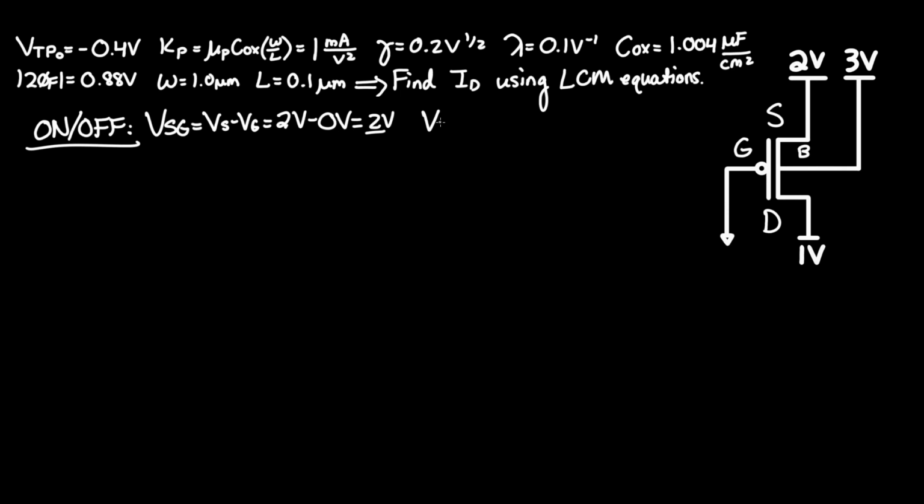To see if there's body effect, VBS must be a non-zero value. And of course, that equals VB minus VS, where the body's at 3 volts, and the source is at 2 volts. 3 minus 2 volts is 1 volt. Since it is not 0 volts, we must account for body effect. Therefore, body effect exists.